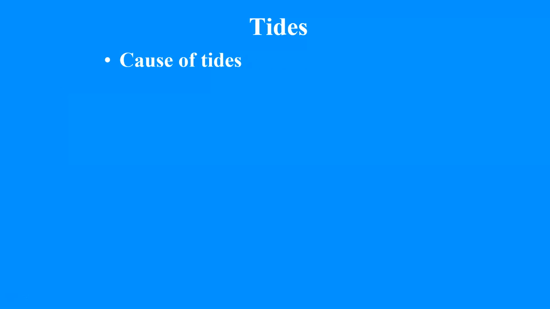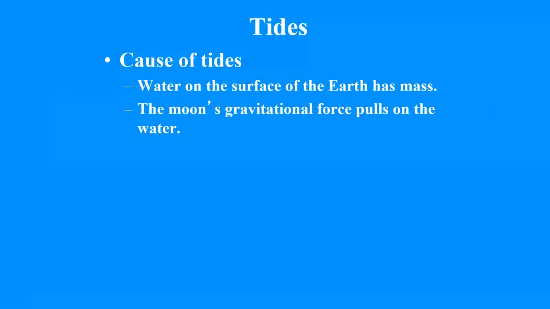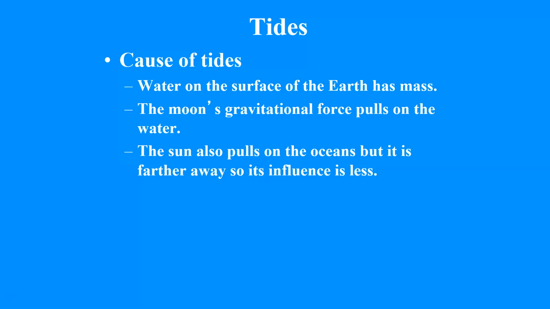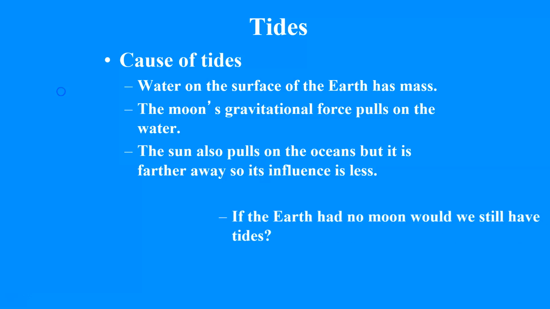So what happens is you're going to have the cause of the tides have to do with Earth rotating on its axis, the moon orbiting Earth, and the moon's gravity pulling on the body of water on Earth. So the water on Earth's surface has mass, and the moon's gravitational force will pull on that water, and the sun also pulls on the oceans, but it's farther away, so it would influence it less.